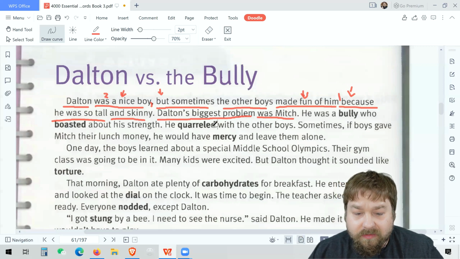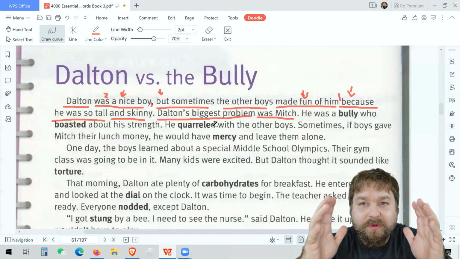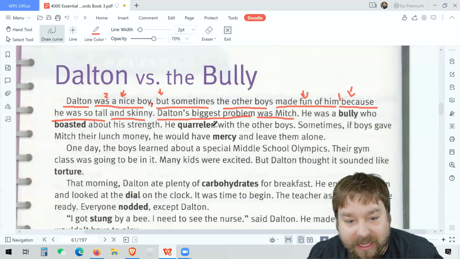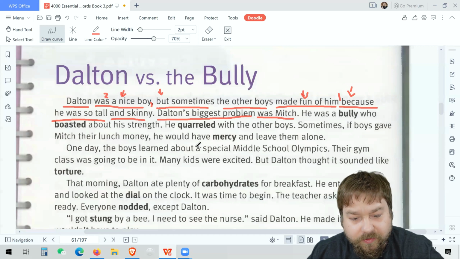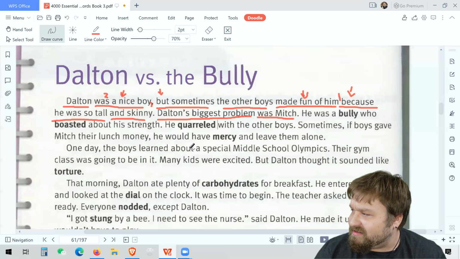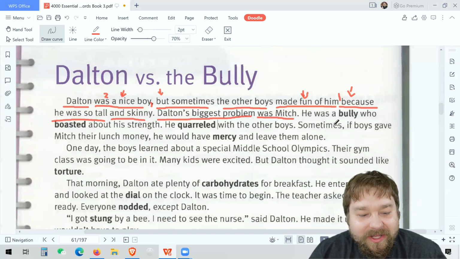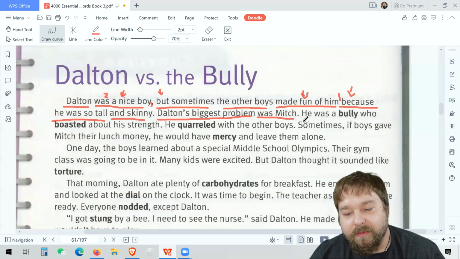Dalton's biggest problem was Mitch. Dalton's biggest problem was Mitch. I like that. I feel something, right? And you do too. Dalton's biggest problem was Mitch. He was a bully who boasted about his strength. I'm strong too. Okay, let's see how we break this.